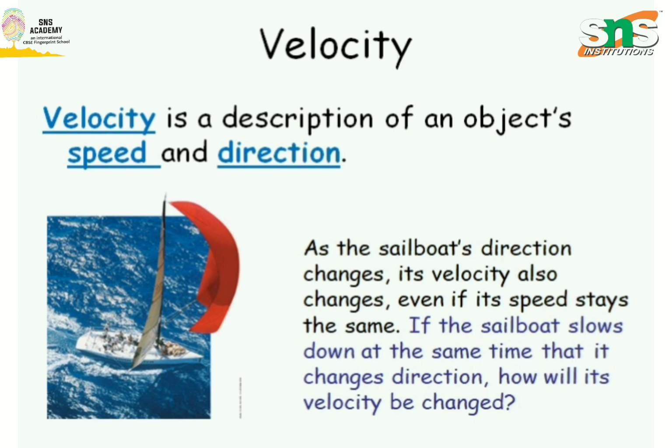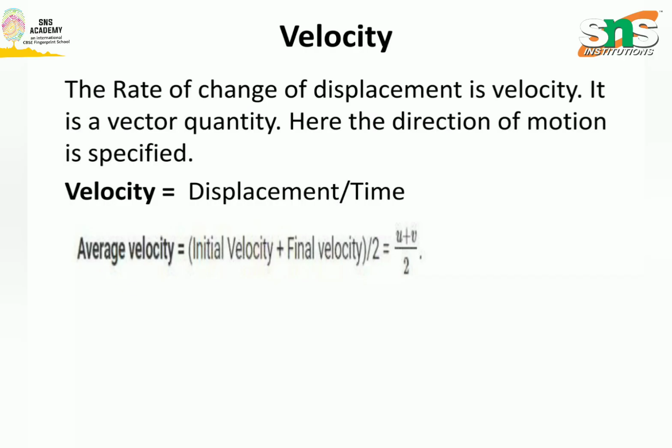When an object is moving along a straight line at a variable speed, we can express the magnitude of its rate of motion in terms of average velocity. So average velocity is given by the formula, as I told, (u plus v) by 2. And the formula of velocity, as I told, is displacement by time. Therefore the unit of velocity will be meter per second, or m/s. So speed and velocity have the same units and the dimensional formula will also be the same.